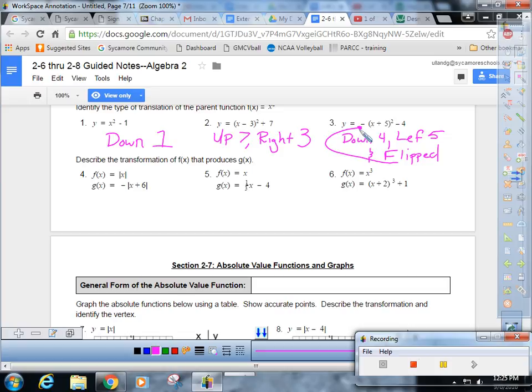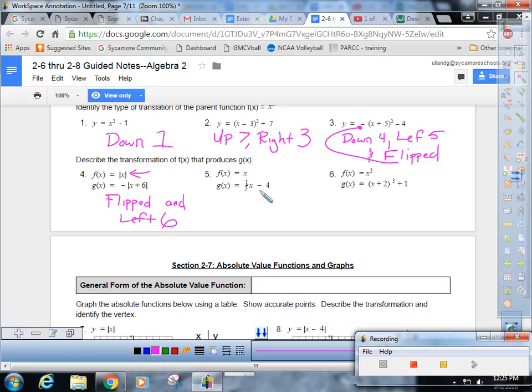Okay? This is the same thing down here, but now instead of the same parent function every time, it's saying this is the parent function. Describe what happened to it below. So this one would be flipped from the negative sign. Okay? And since this is a grouping symbol, the absolute values, it's going to be counterintuitive. It's going to be left 6.